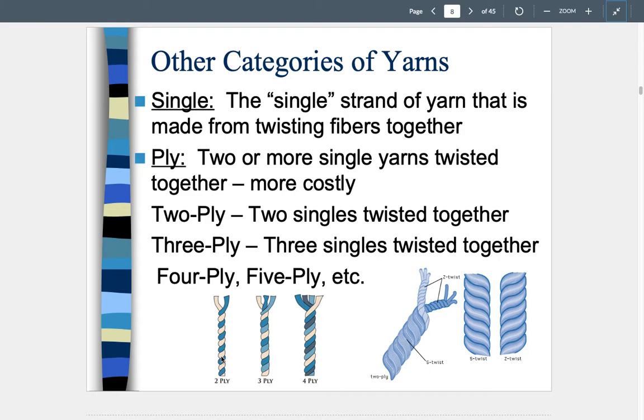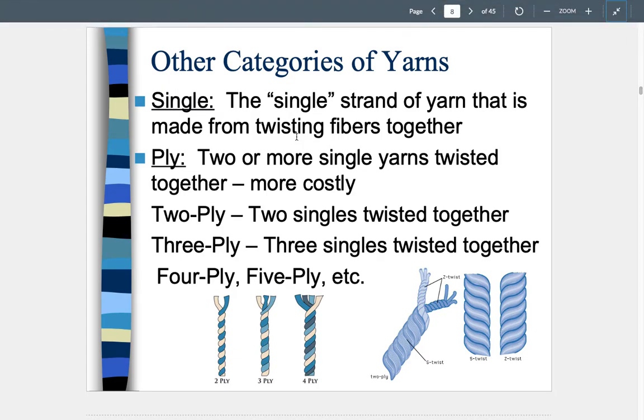This becomes more expensive because there's not only more material, but more time. So you have to twist another yarn, and then you have to twist them together. So I like to use the example of something like a red vine or a Twizzler. A Twizzler, I think, is the one actually where it's like three plies.